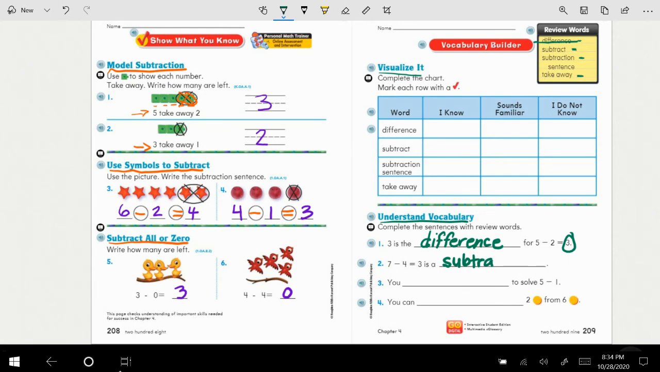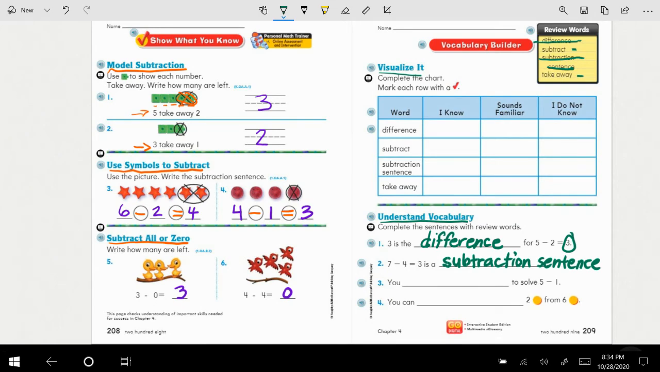Remember, when we're just using numbers and symbols, it is called the subtraction sentence. Okay, if we start talking with more details and talking about what it is that's going away and things like that, that's when it becomes a subtraction story. But when it's just the numbers and symbols, it is a subtraction sentence.